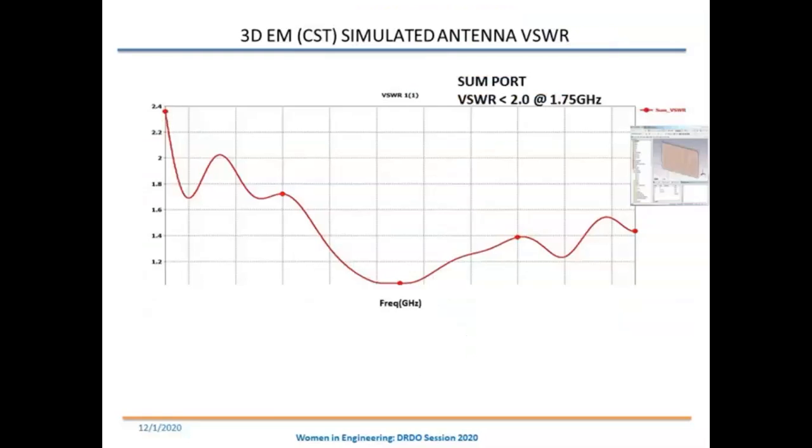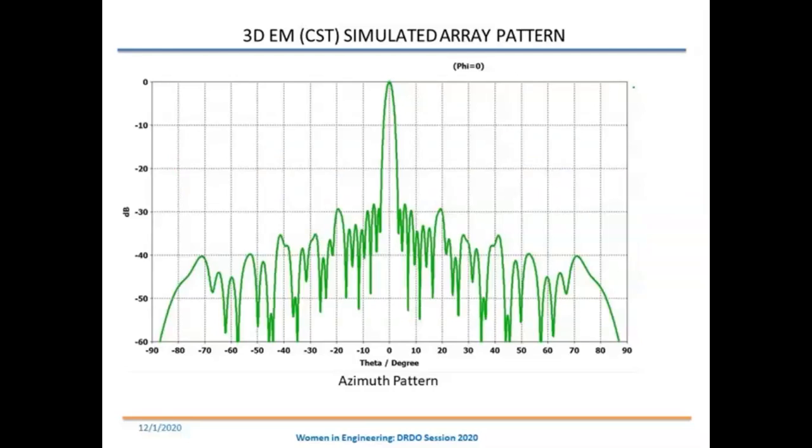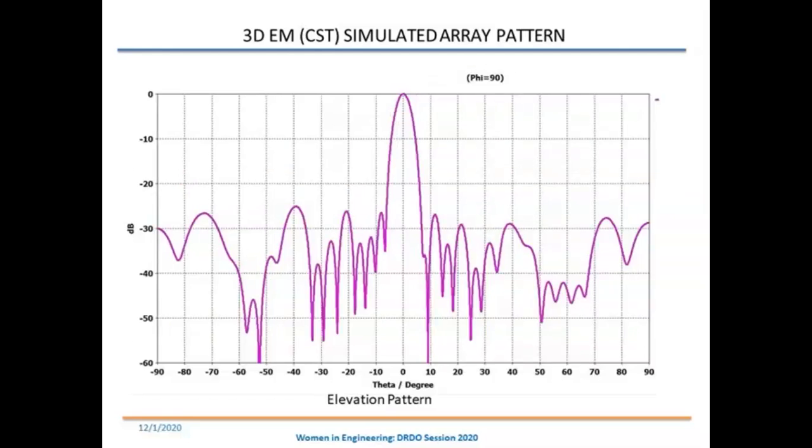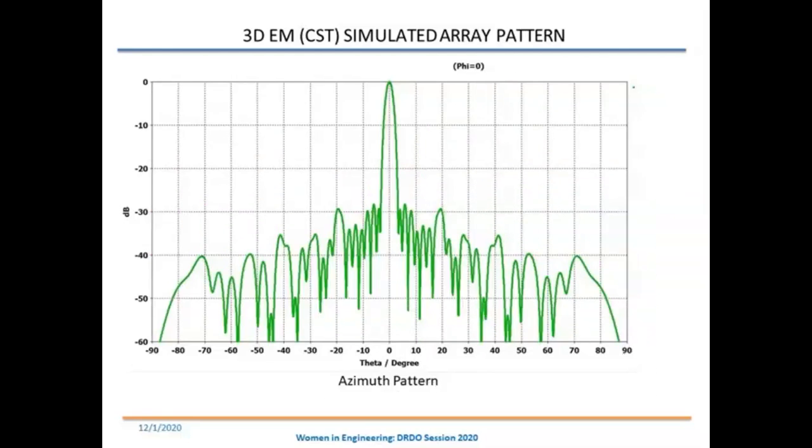So this is the simulated VSWR or return loss. VSWR and return loss were also our specs, which was less than 2. In the simulation we could see that it is achievable. And this is the radiation pattern in the azimuth plane. This is the elevation pattern. You can see here there is a smooth beam coming, like a sinc function.